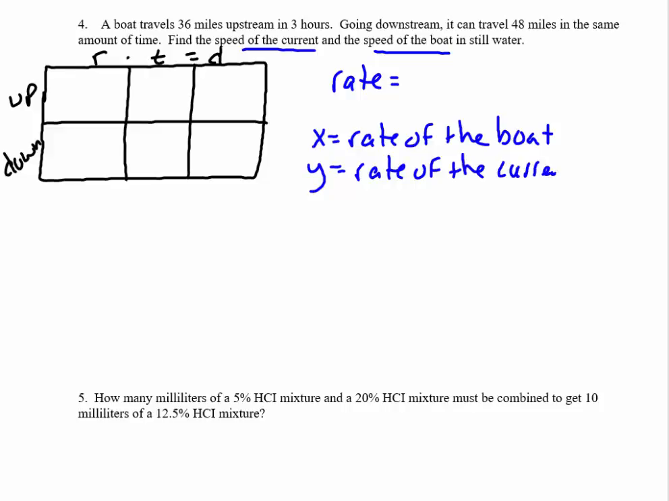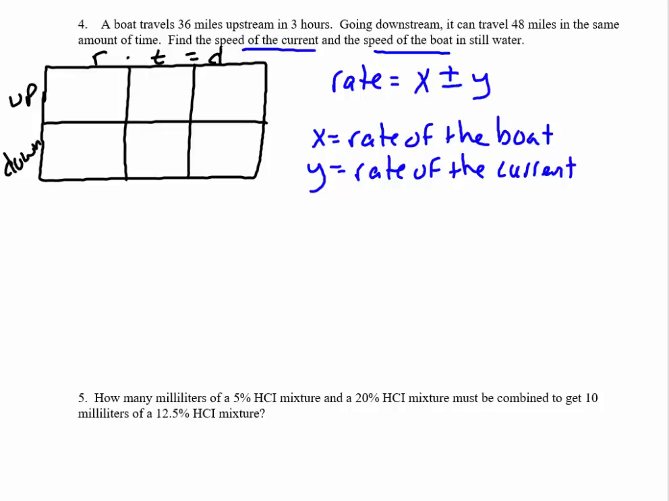But since you're in a river, the boat and the current will work together if you go downstream. The current will slow the boat down if it's going upstream. So the rate overall is going to be x plus or minus y. It's going to be plus if you're going downstream because the rate of the current is going to help you go faster. It's going to be a minus if you're going upstream because the current is going to slow you down.